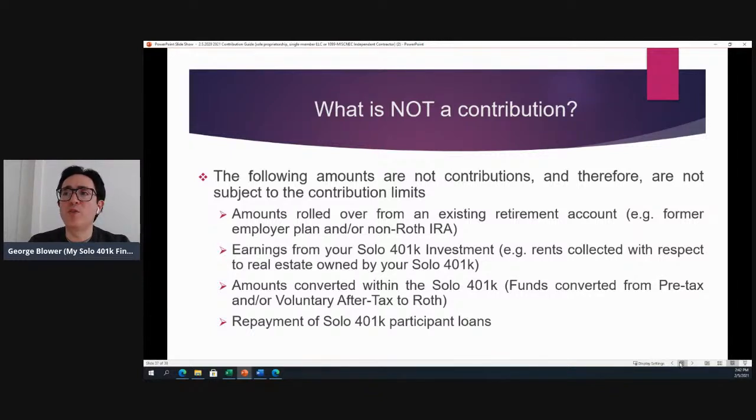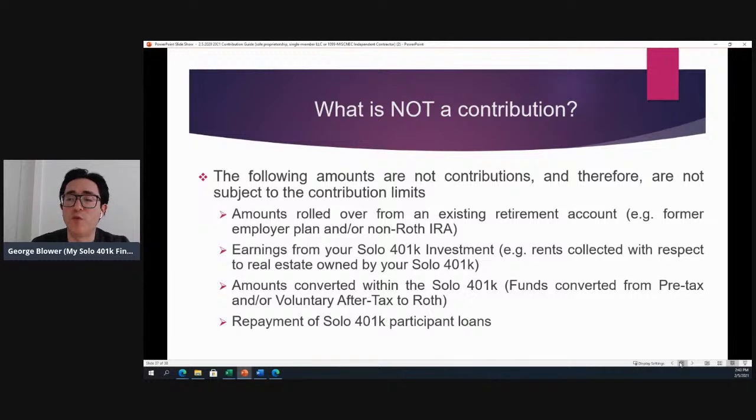So the following amounts are not contributions and therefore not subject to the contribution limits. Amounts that you rolled in from an existing retirement account, like a former employer plan or a non-Roth IRA. Earnings from your solo 401k investment. So rents that you collect, let's say you have real estate that you own inside of your solo 401k and your 401k receives rent checks from the tenants that rent the property. That money coming back is really earnings on your investment. So that doesn't count towards the contribution limit.